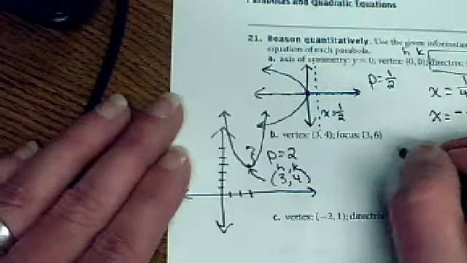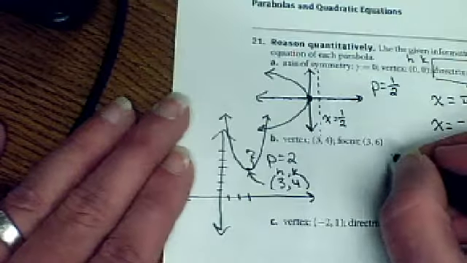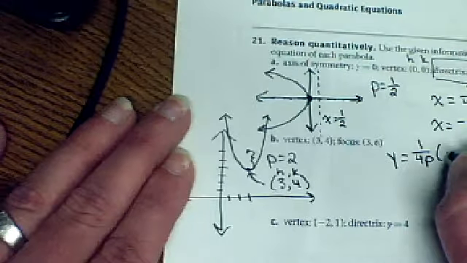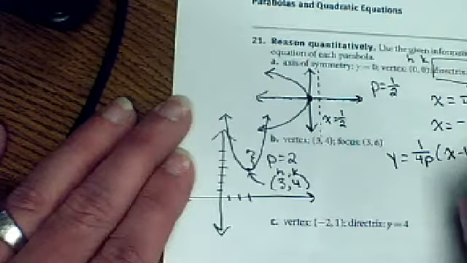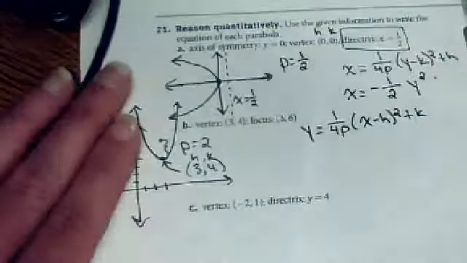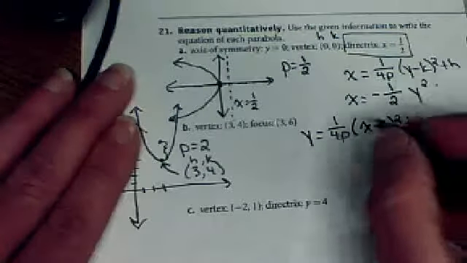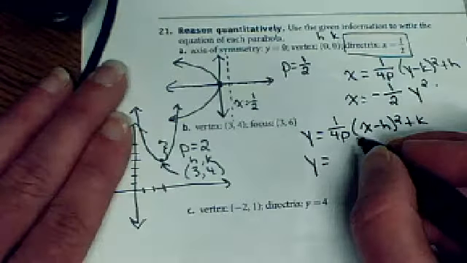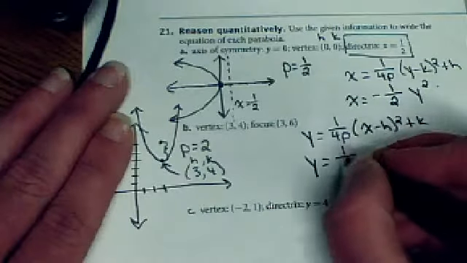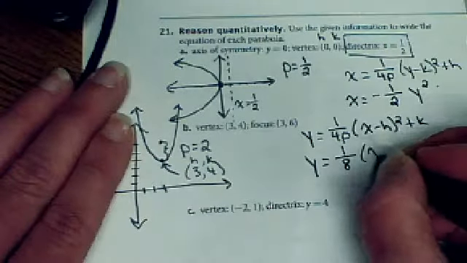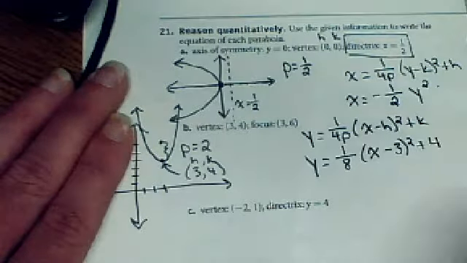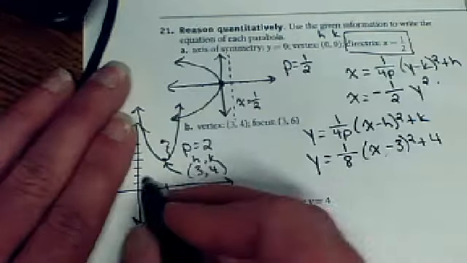And this is opening up, so it's a vertical parabola. y equals 1 over 4p times (x minus h) squared plus k. So we plug in what we know. y equals, the p is 2, the distance from the vertex to the focus, so 1 over 4 times 2 is 8, times (x minus the h value) squared, plus k, which is 4. And notice again, x minus 3, we're moving right 3, up 4.